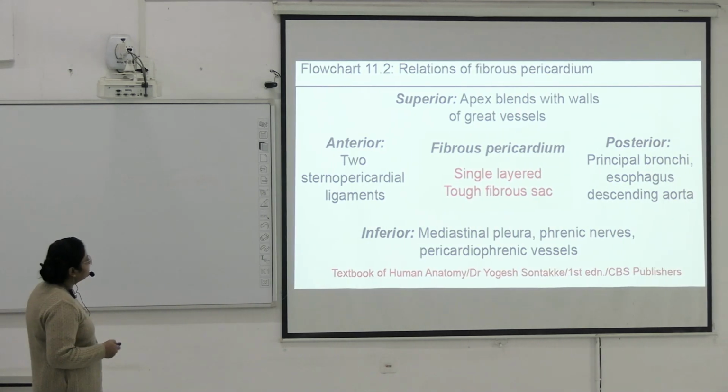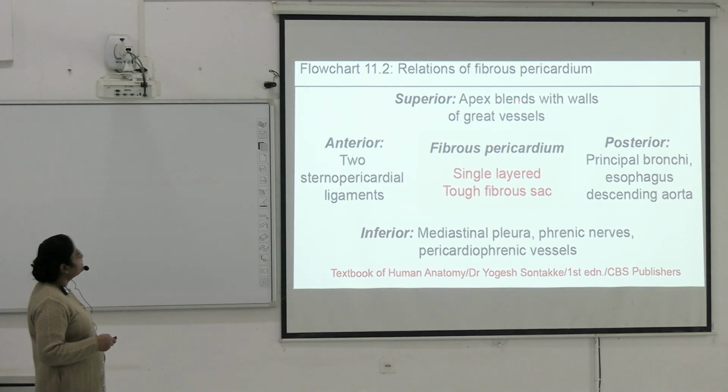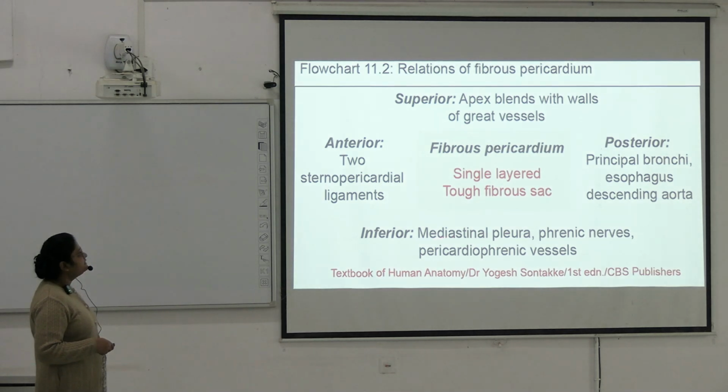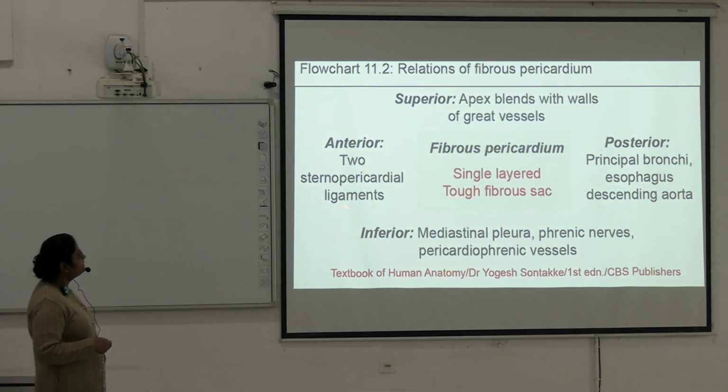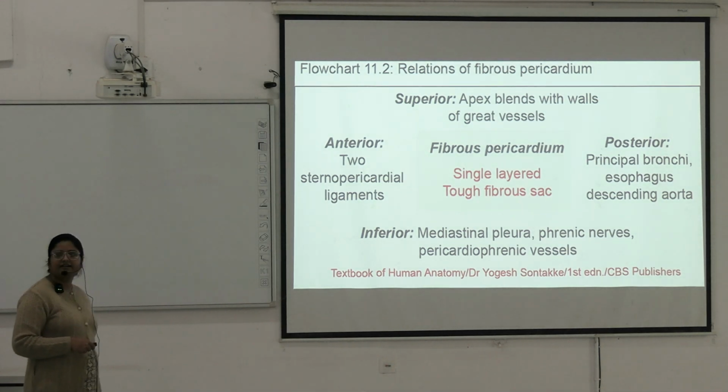So these are the relations that have been shown. Superiorly, the apex blends with walls of the great vessels. On the sides it is related to the mediastinal pleura, phrenic nerves, pericardiophrenic vessels. Anteriorly, the sternopericardial ligaments. Posteriorly lie the principal bronchi, esophagus and descending thoracic aorta. So these are the relations of the fibrous pericardium, which is a single layer tough fibrous sac.